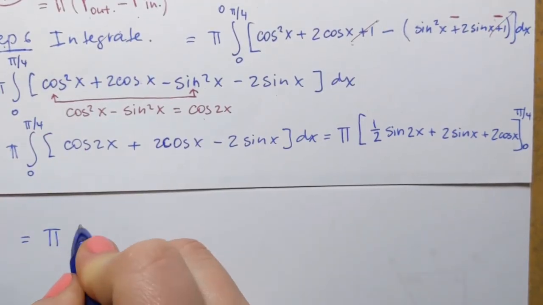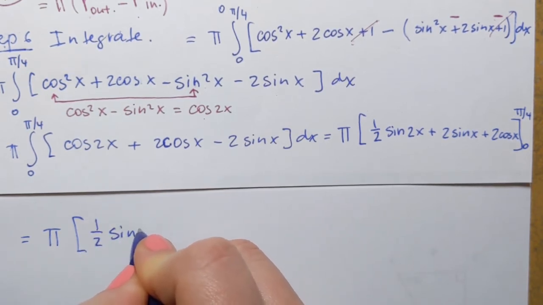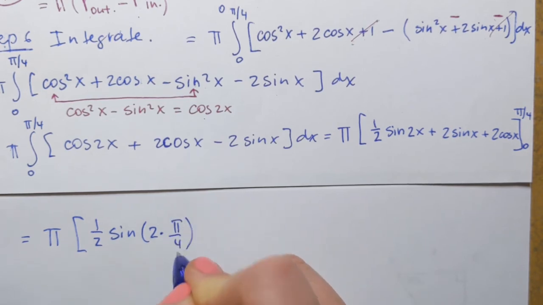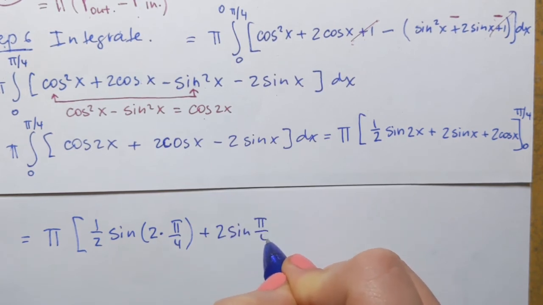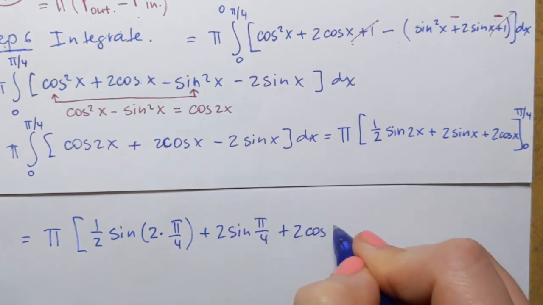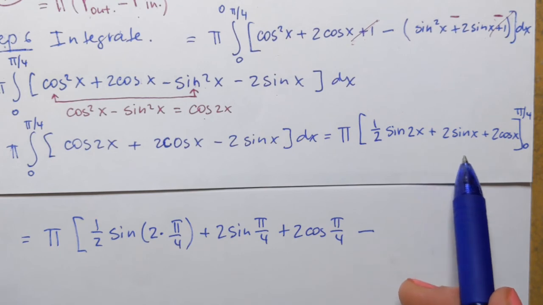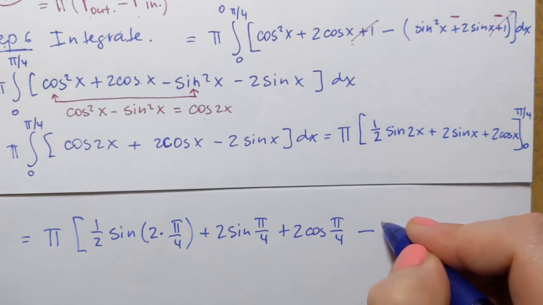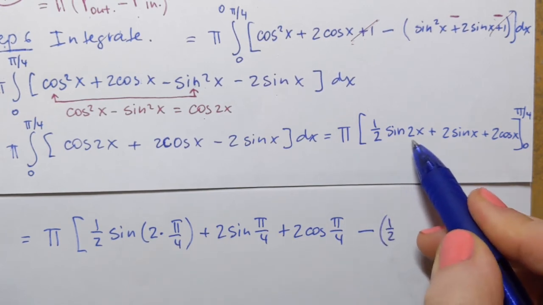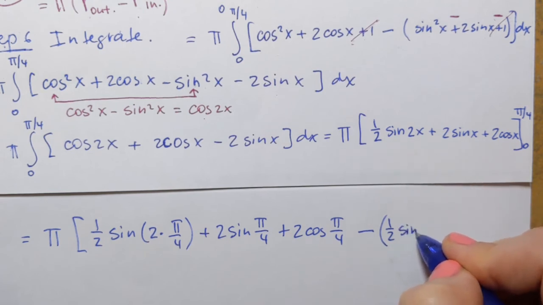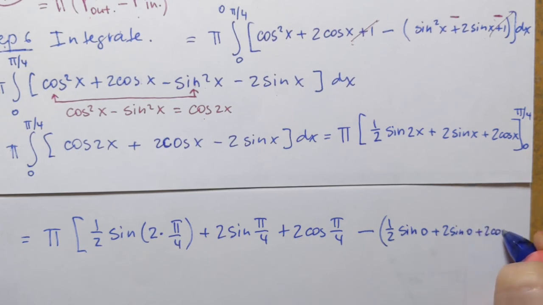Okay, now I will plug in pi over 4, so I'll have 1/2 sine of 2 times pi over 4 plus 2 sine pi over 4 plus 2 cosine pi over 4, and then minus. Now all that has to be also evaluated at 0, and I'll have to use parentheses since I'm subtracting. Minus 1/2, well, as I plug in 0, it's going to be sine of 0 plus 2 sine of 0 plus 2 cosine of 0.